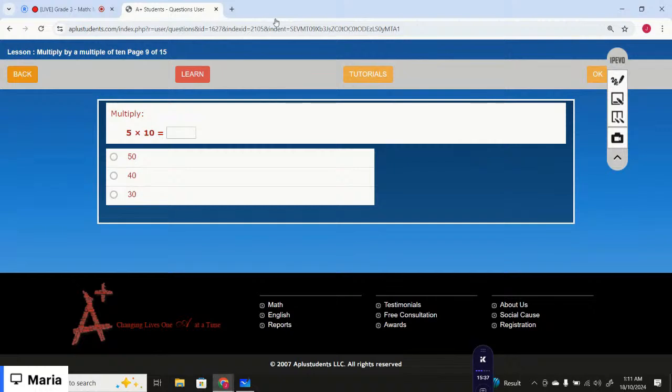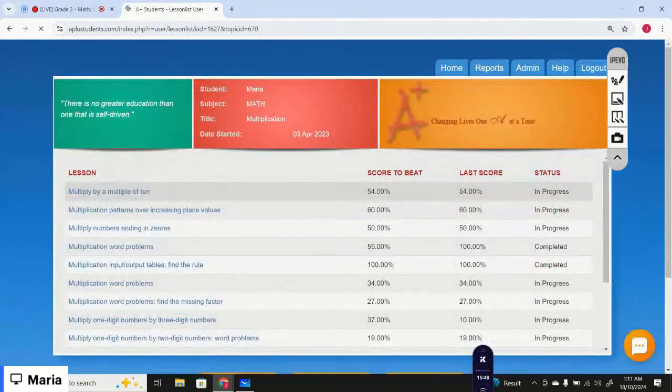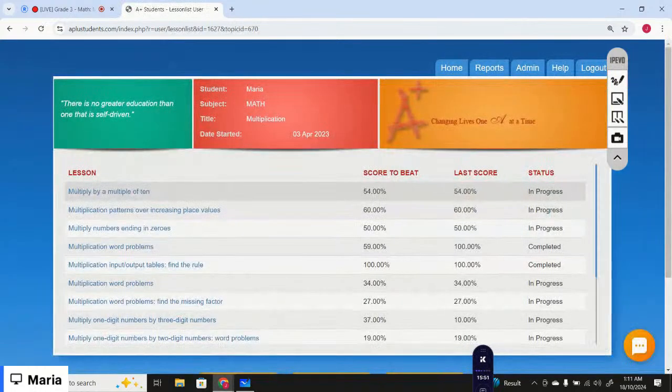Okay, you can complete the lesson by yourself later today. Let's just move on to the next lesson. The next lesson is multiplication patterns or increasing place values.